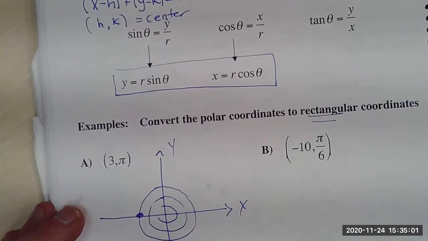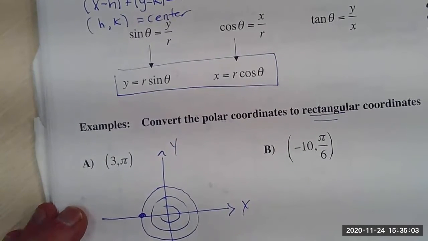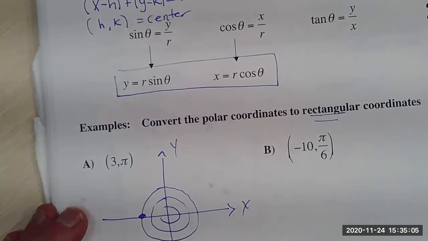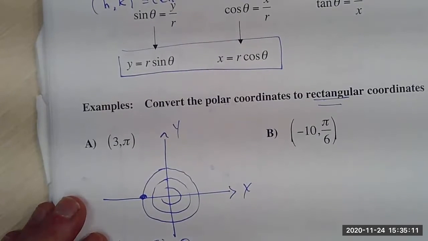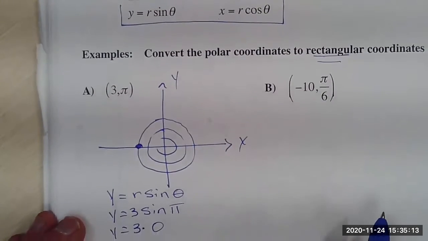So if y is equal to r sine theta, y is equal to 3 sine pi, y is equal to 3 times 0, because sine of pi is 0.